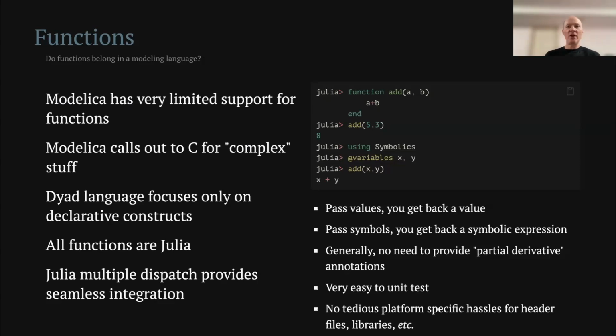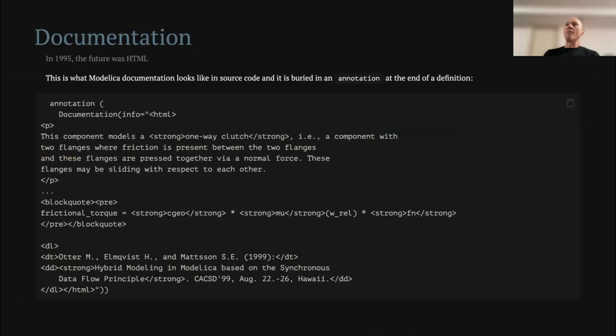And it's quite nice because you can write this as just Julia code. And you don't have to worry about whether you're running on Windows or whether you're running on Linux and what kind of processor you're running on and how big an integer is and that kind of stuff.